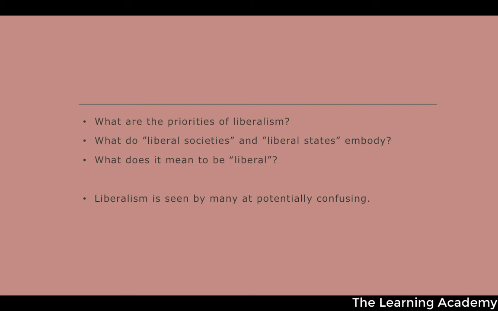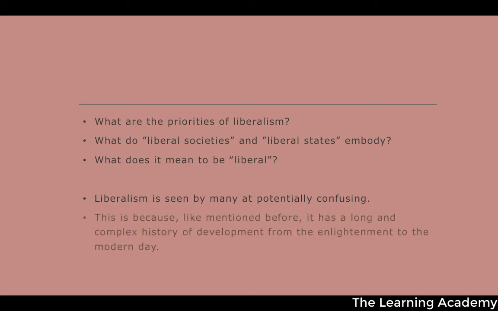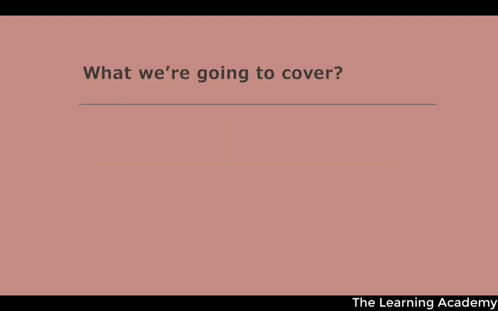And it is true that liberalism is seen by many as a potentially confusing philosophy, and we'll talk in the next lesson, when we talk about the origins of liberalism, about why, as we start to develop our understanding, there are some aspects of liberalism that are potentially confusing. And just as I mentioned here, it has a very long, complex history from its historical development in the Enlightenment period all the way up to the modern day.